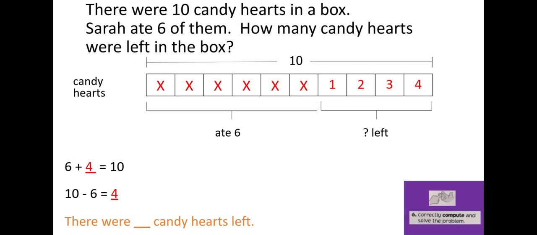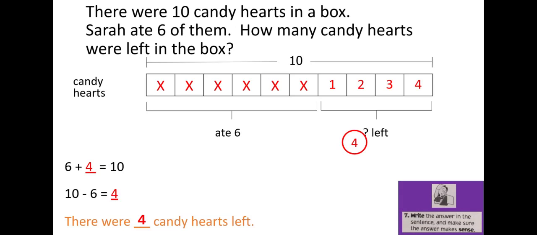So we have to do 2 steps. The first step is 6 plus what equals 10. So we did that when we drew our boxes. We had 10 pieces of candy. We needed to figure out how many of them she ate. That was our 4 that we didn't cross off. We can also do a subtraction problem. 10 minus 6 equals 4. So she had 10 pieces of candy. She ate 6 of them. That left her with 4 pieces of candy.